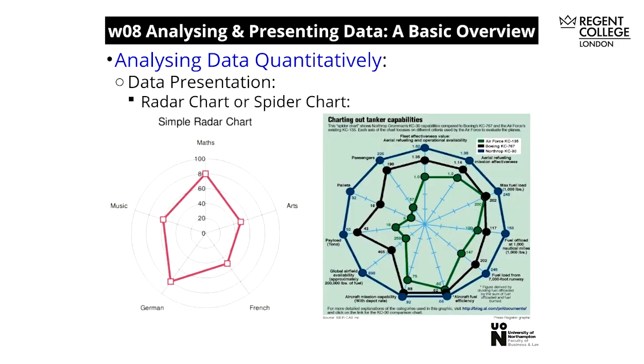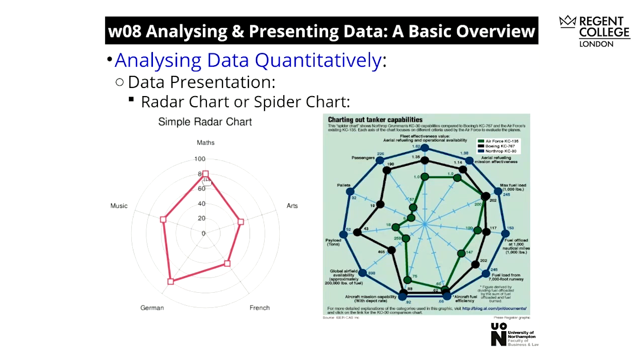One of my favorites, it's a radar chart or a spider chart. It gives you a good visual aid when you're looking at the data very, very quickly. So here on the left, imagine the question is the interest in the subject in Regent's College. Imagine you have music, mathematics, arts, French language, and German language. And right away it gives you a kind of visual aid.